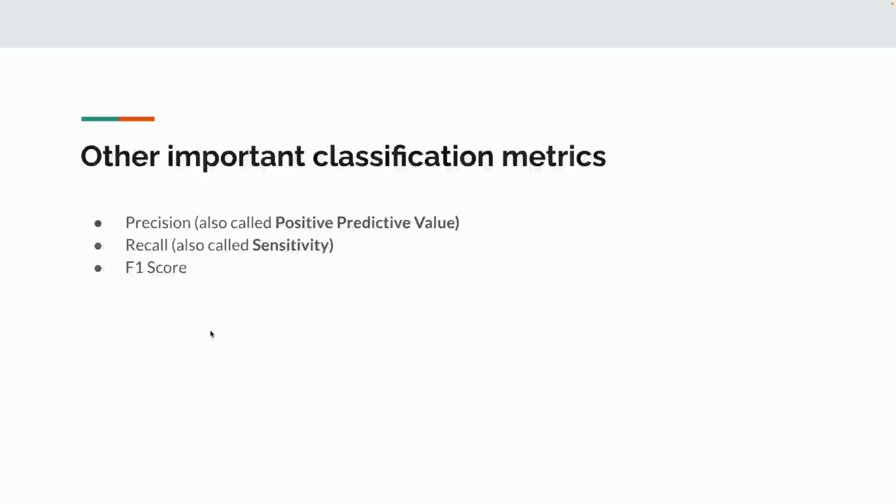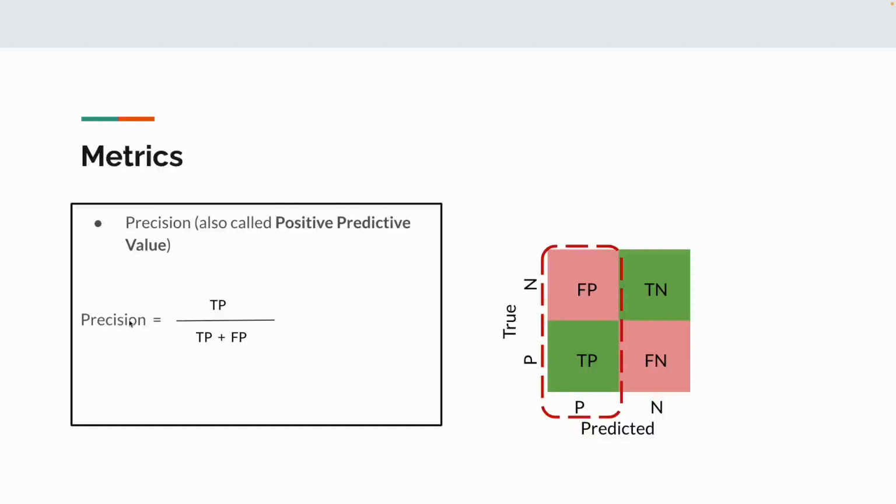Okay, so now we'll be learning about precision. Precision is also called positive predictive value, and recall is also called sensitivity, and then there is the F1 score. So these are alternatives to the accuracy metric. Precision is the true positive divided by true positive plus false positive. So we are estimating how many of the predicted positives are true. This is the column sum, which is the denominator. So how much of my predictions are right? That's what is called precision.